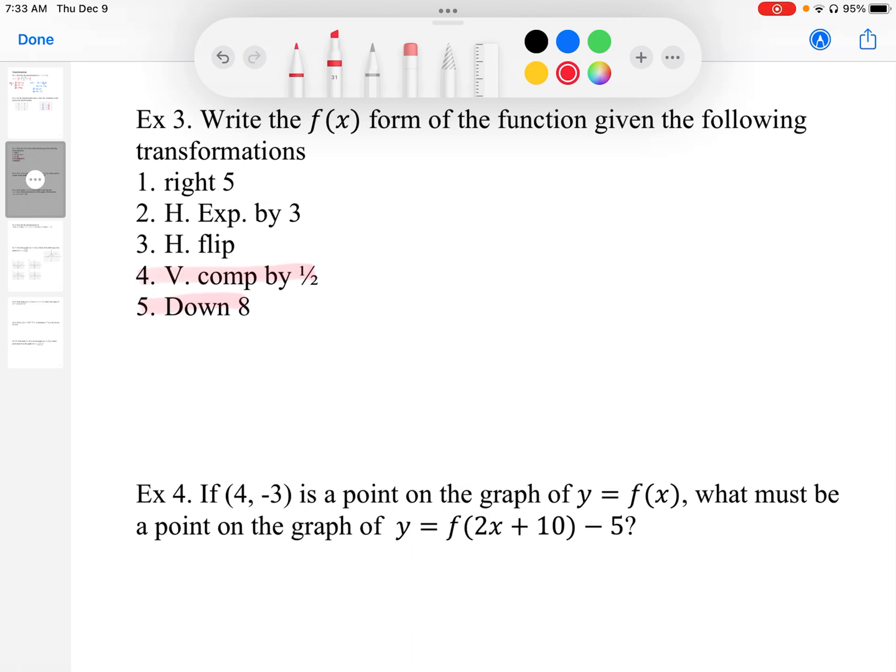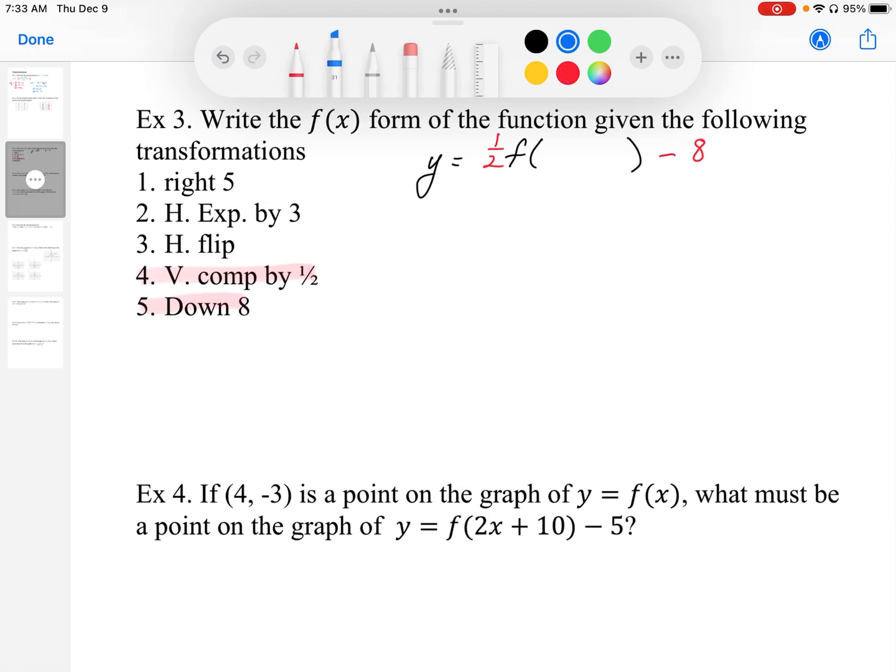So when we look at our f of x, we're going to end up with y equals, and on the outside, we're going to have our compression first, so 1/2, and then our translation last, so -8. So that's what my vertical transformation looks like.